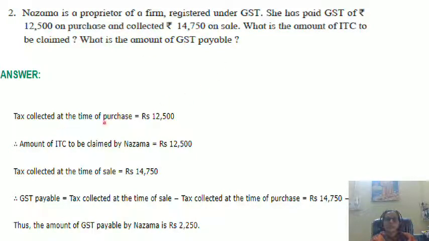So tax collected at the time of purchase, that is the amount of input tax credit to be claimed by Nazma, is rupees 12,500. Tax collected at the time of sale is rupees 14,750. So GST payable is tax collected at the time of sale minus tax collected at the time of purchase. So the amount of GST payable by Nazma is rupees 2,250.